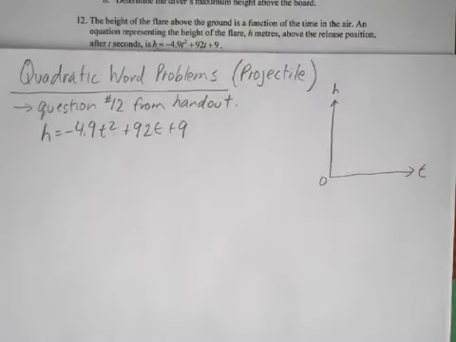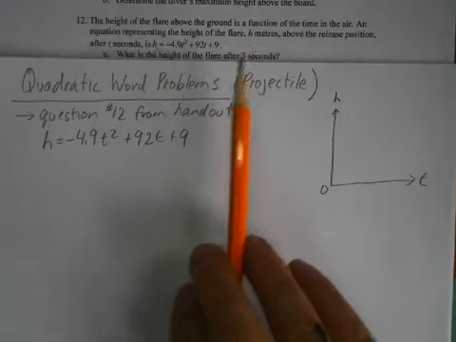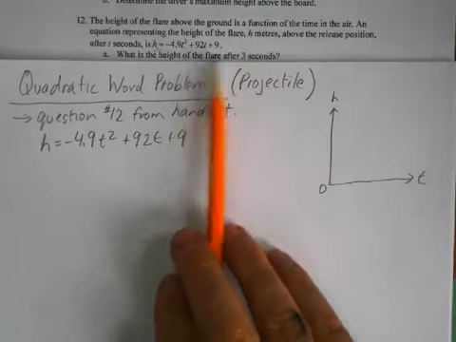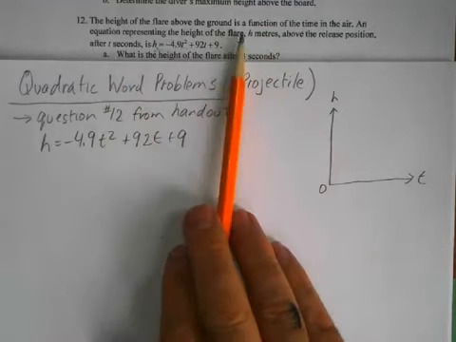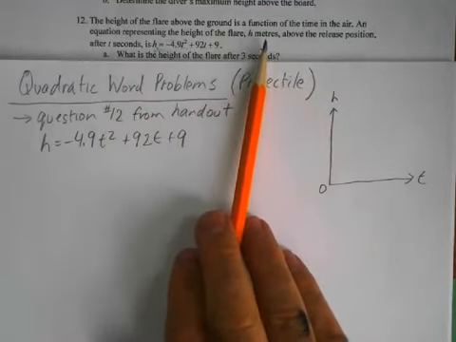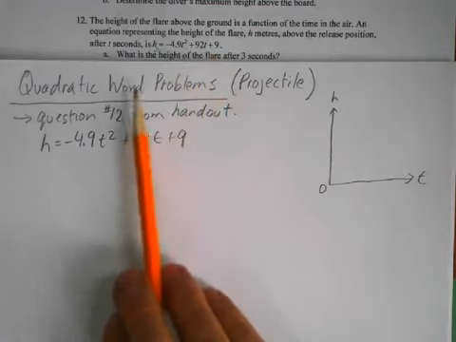The height of a flare above the ground is a function of the time in the air. So t will be your input variable, like your x, and the h will be your height. And it will always tell you the units in the question. So for example here, time is measured in seconds and height is measured in meters. That's important when you answer with a word answer, because you don't just give the number, you always give the units as well.